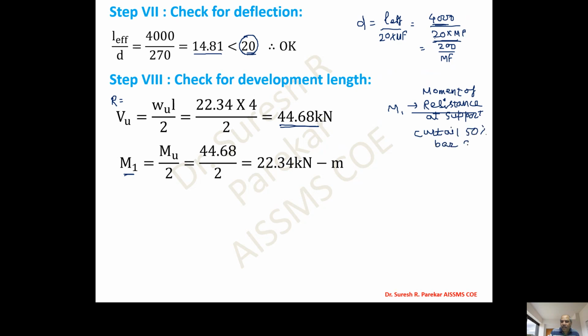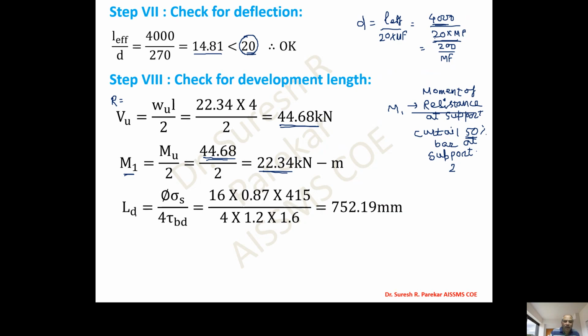50% bar at support, and therefore we are not going to calculate this exactly. Now you will say we have 3 bars, then how will we curtail half? So it is considered that 2 bars will go inside, which will be greater than half of this value. And as we are going to curtail 50%, whatever moment of resistance, that will be equal to half of bending moment at support. Therefore we have taken Mu by 2, which will be 22.34 kilonewton meter.